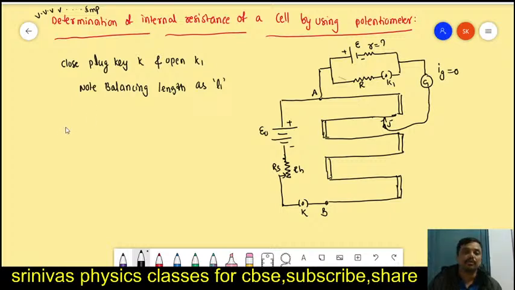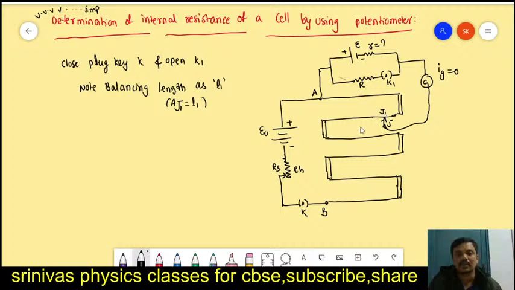How are we noting the balancing length? First K1 is open, so this will not work. Only the cell is working. Press the jockey at various points until the galvanometer shows zero deflection, null deflection. At this location, the point's distance from the left end is the balancing length, that is AJ1. You can take this as L1. This location we will take as J1.